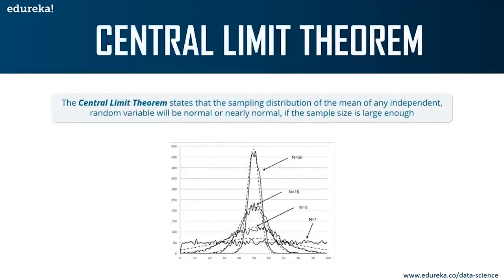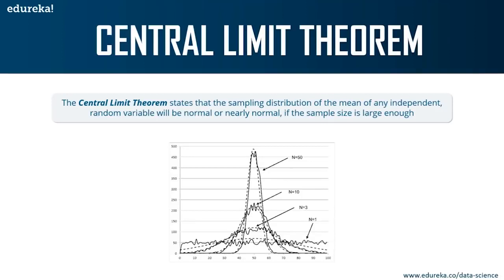Now let's look at the central limit theorem. The central limit theorem states that the sampling distribution of the mean of any independent random variable will be normal or nearly normal if the sample size is large enough. Now that's a little confusing, so let me break it down for you. In simple terms, if we had a large population and we divided it into many samples, then the mean of all the samples from the population will be almost equal to the mean of the entire population.